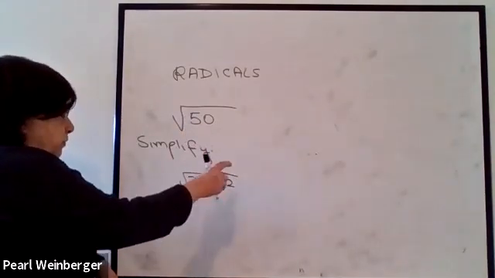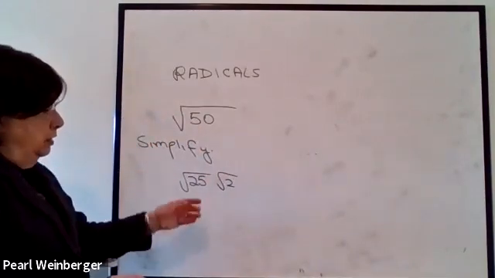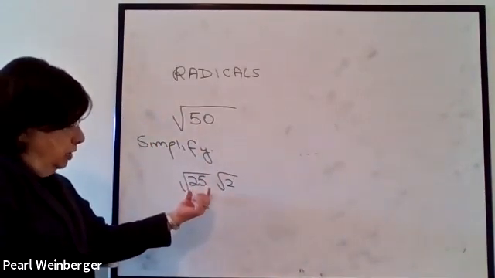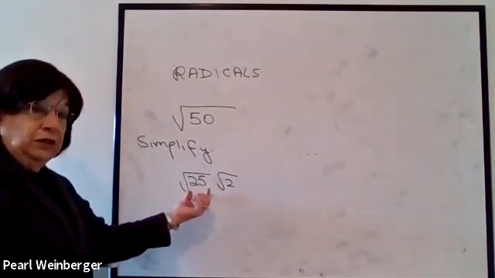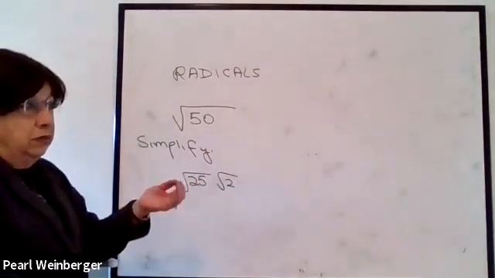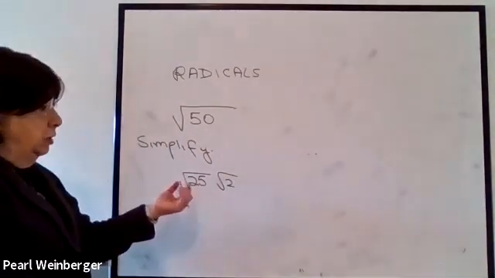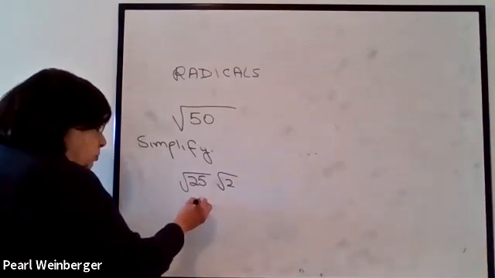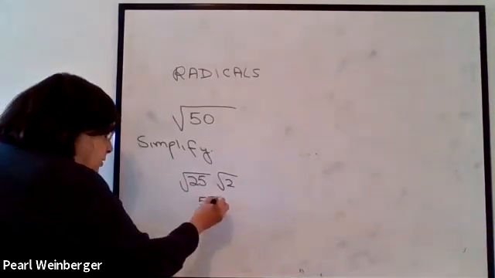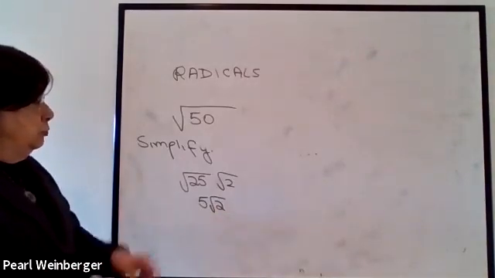So the square root of 25 times the square root of 2 is going to give us the square root of 50. Now notice the 25, the number I put in front, is a perfect square. The square root of 25, you can always take the square root of a perfect square. That's a rational number. Square root of 25 is 5. So this could also be written as 5 radical 2 or 5 square root of 2.